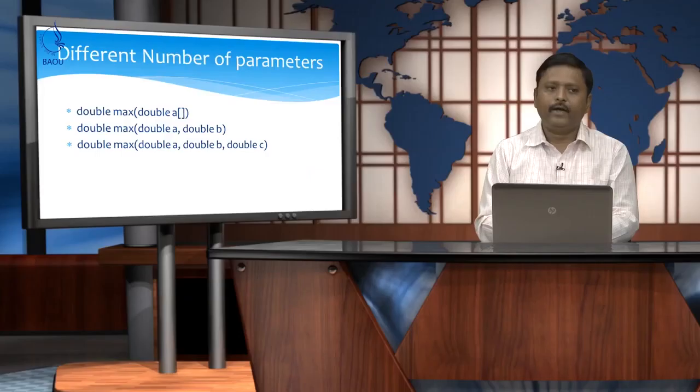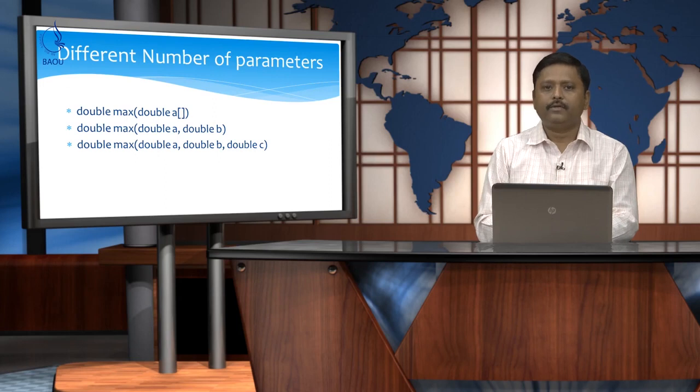Now, suppose we want to find the maximum of two numbers. We can write a second case where there are two parameters of type double, and it returns the maximum of these two values. And in the third case there are three double variables and we want to find the maximum of three. Here it is very easy for the compiler to check. If I provide an array as argument, it will execute the first. If I provide two double values, it will execute the second definition, and if I provide three arguments of type double, then it executes the third definition.